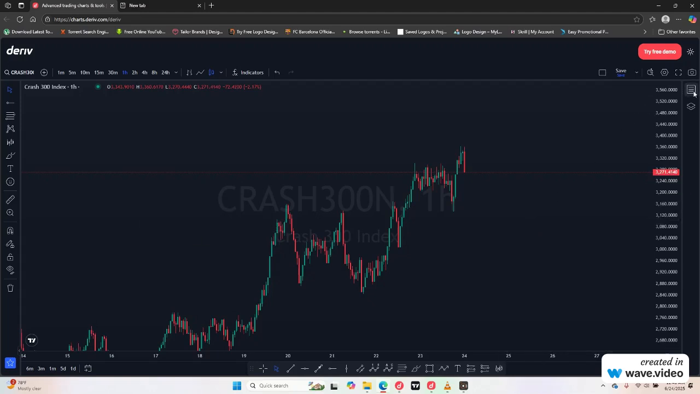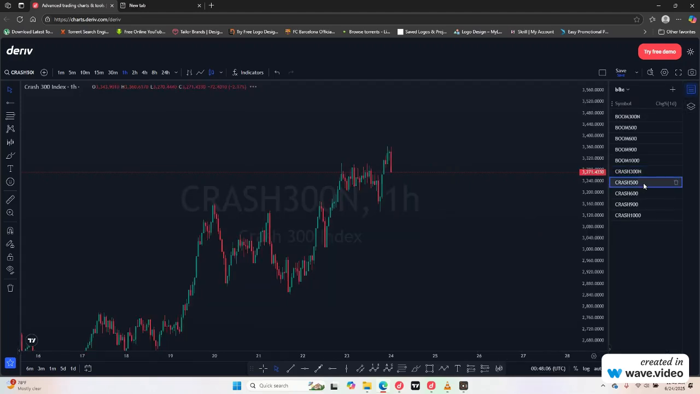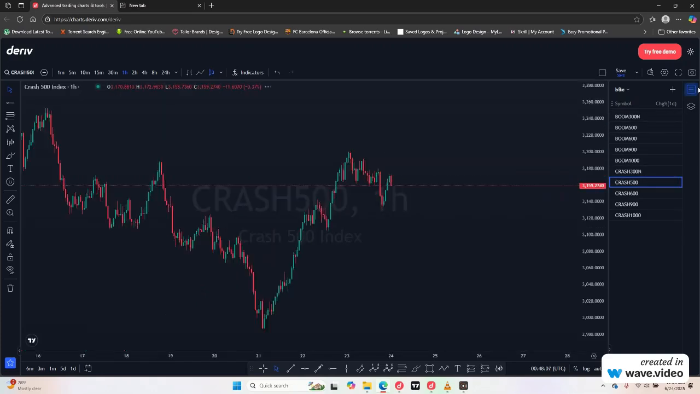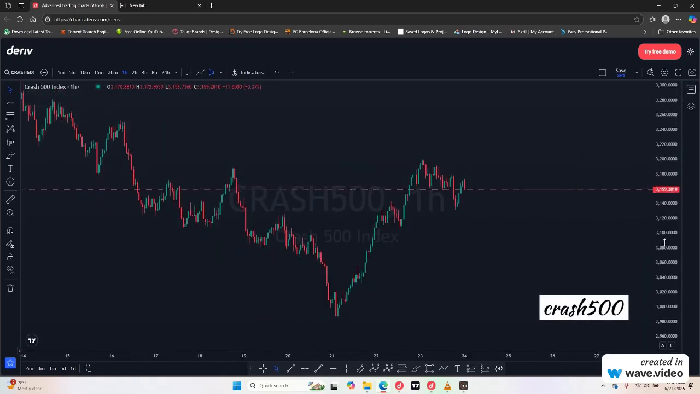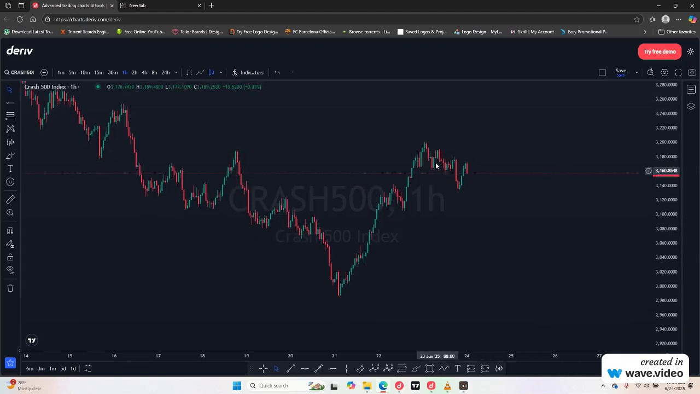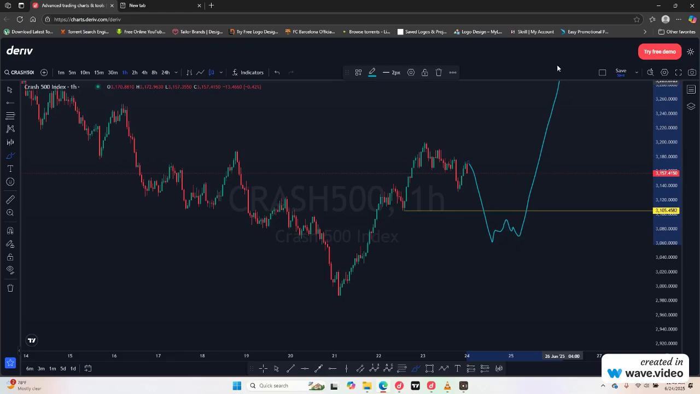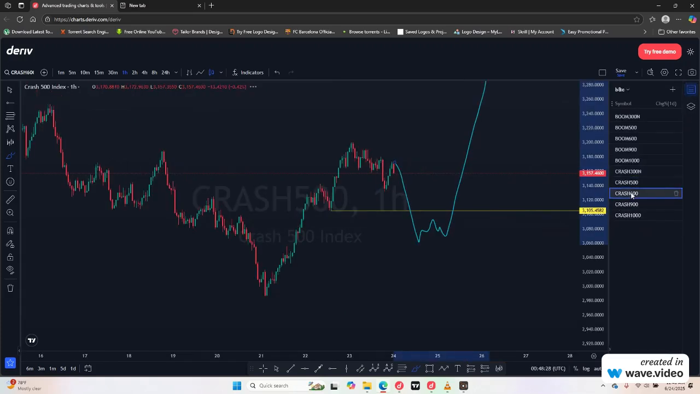It's very beautiful. Then also on the crash 500 index, this market also looks so brilliant. With this pair we actually want to clear this low. So we want a sell drop, then a good buy, then we go to the upside. This also is going to look very beautiful for this pair. Now let's check on the crash 600 index.